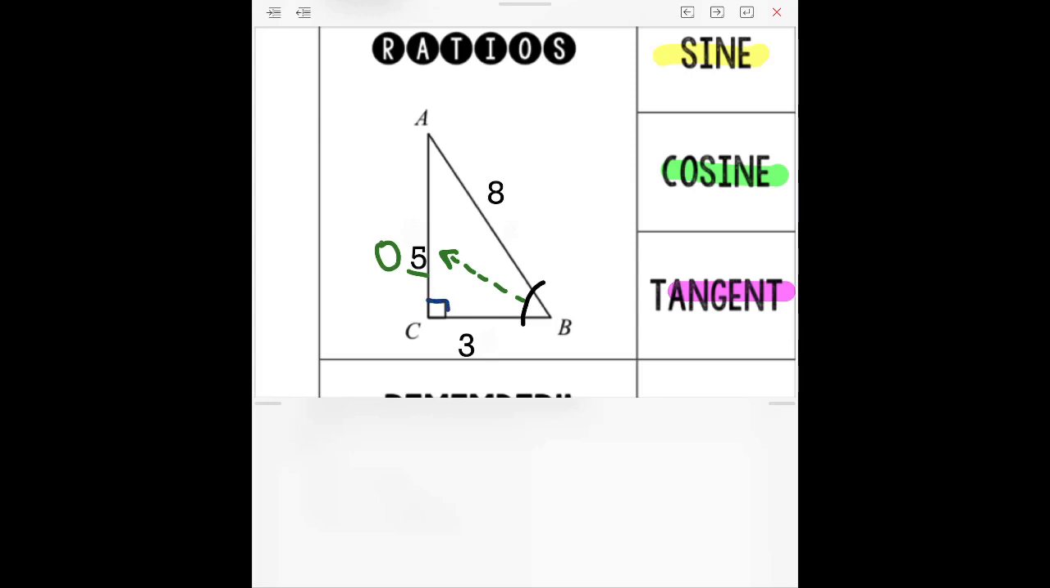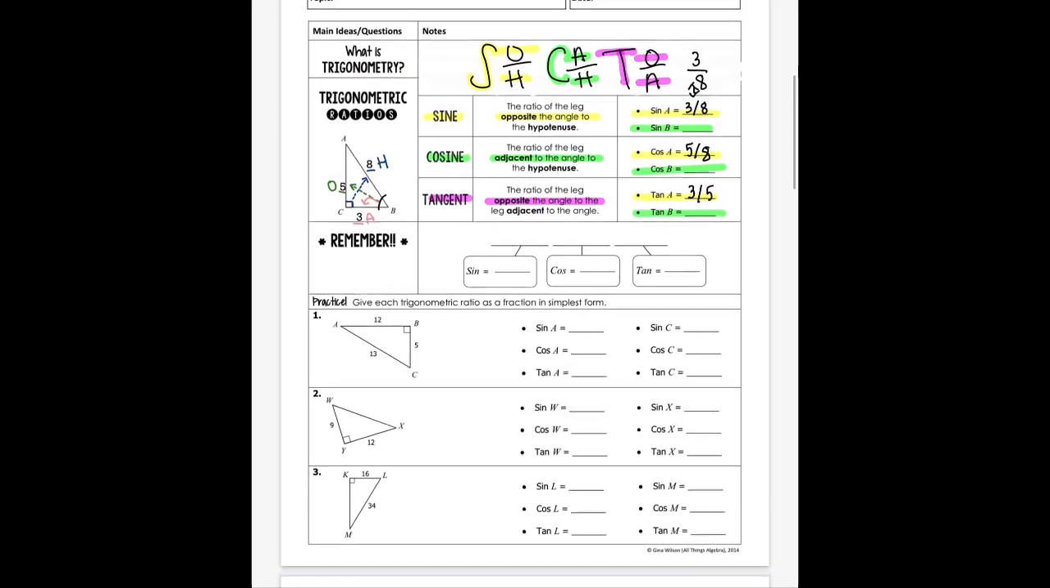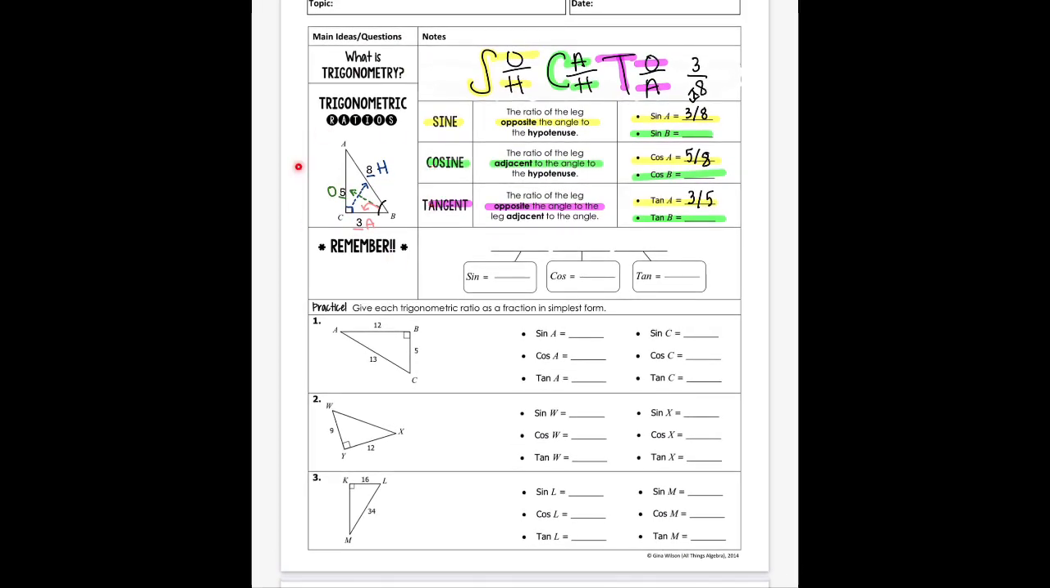I like to find the hypotenuse next. Find your right angle. The side directly across is always going to be your hypotenuse. And the last one is your adjacent. It's the one that's next to your angle, or just whatever's left over. So now that we have labeled our triangle, we're going to use this information to find out what's the sine of B, what's the cosine of B, and what's the tangent of B.